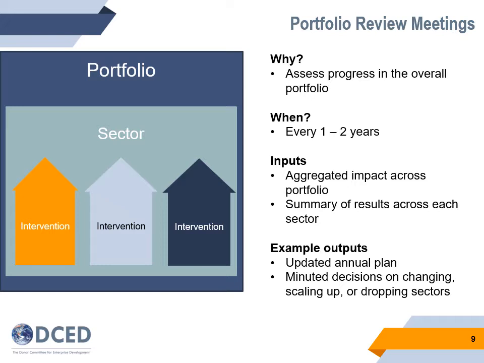Again, this happens less frequently, annually, biannually. And the key input here is aggregated results across your portfolio. There's no point in bringing data from one intervention. You need to know what the entire portfolio has achieved and what it expects to achieve, and generally whether it meets your targets.